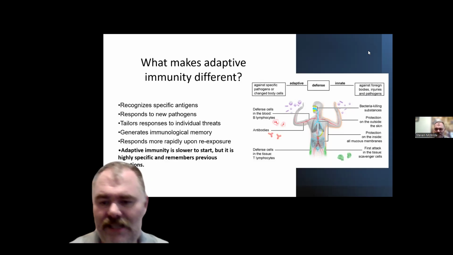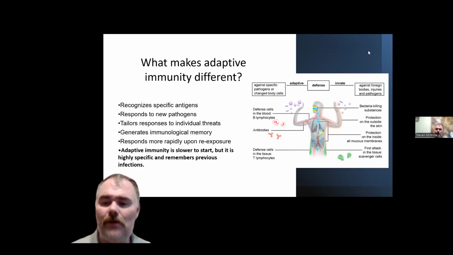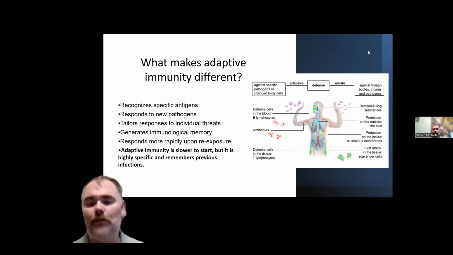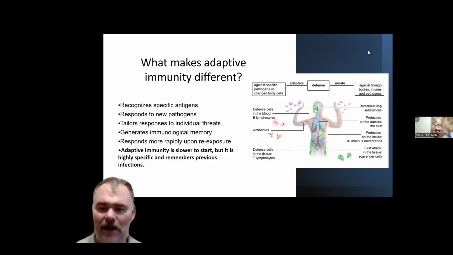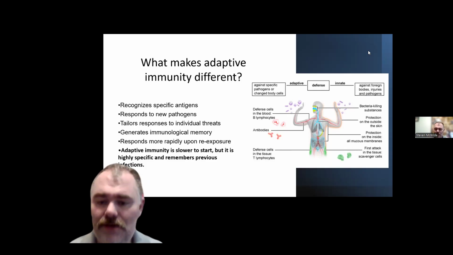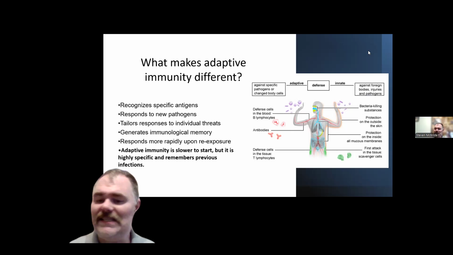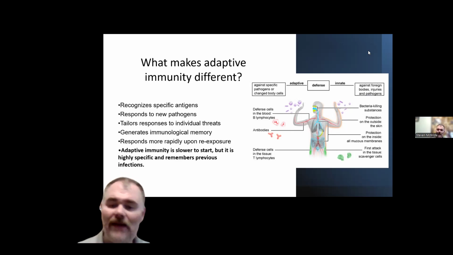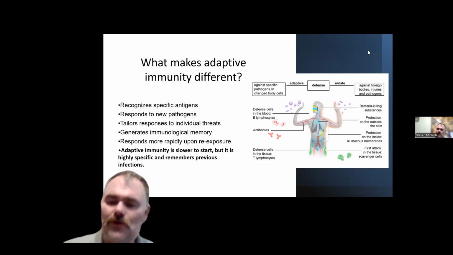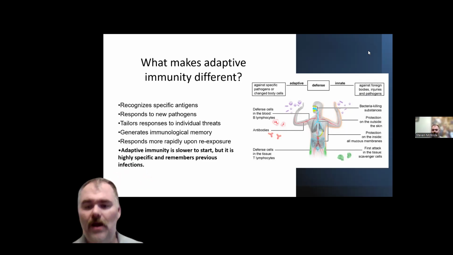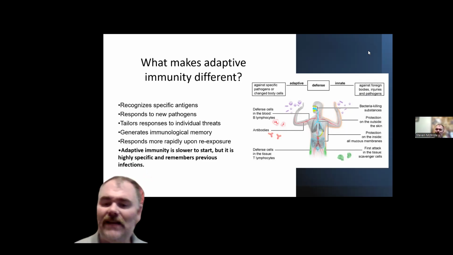Now, the adaptive immune system differs from innate immunity in several important ways. Rather than recognizing broad patterns shared by many microbes, adaptive immunity can recognize specific molecules associated with a particular pathogen. This specificity allows the immune system to respond to pathogens it has never encountered before. Instead of mounting the same response every time, adaptive immunity tailors its response to the unique characteristics of the invading organism.